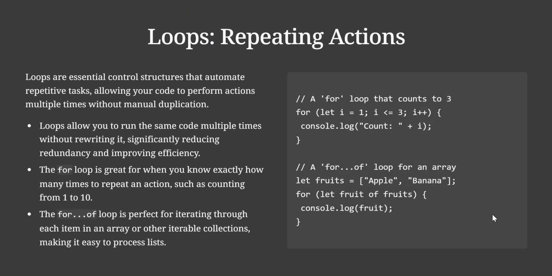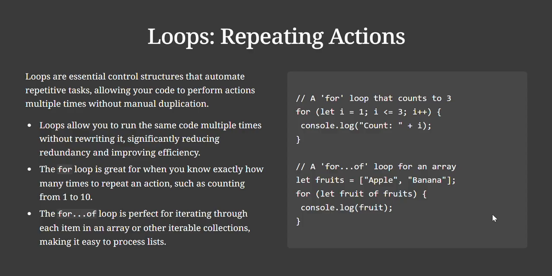So next up, moving to the topic of loops. What are loops actually? Loops allow you to run the same code multiple times. There are many loops, for example the for loop and while loop. We are discussing the for loop in this, and there are two types of for loops. A for loop is great when you know exactly how many times to repeat an action, such as counting numbers from 1 to 10.